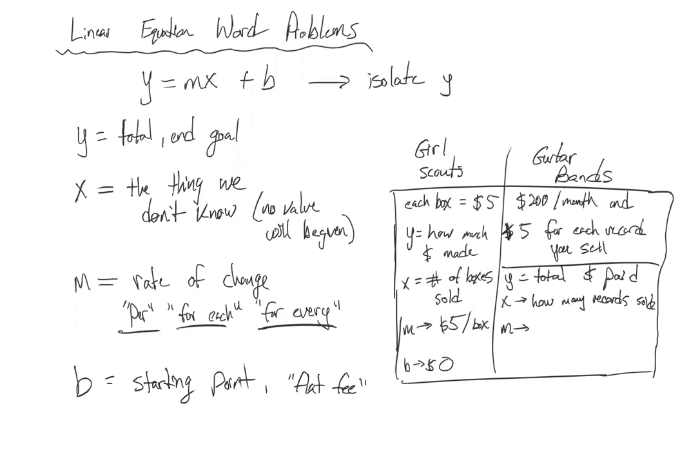Somebody put what the slope is going to be. What's the slope and the y-intercept going to be? So in this case, the slope's going to be the $5 per record that they get paid. And then the b, the starting value, is that flat fee, the $200 a month they get paid just for showing up, just for being a band. Even if they don't sell a single record, at least they're going to make $200.